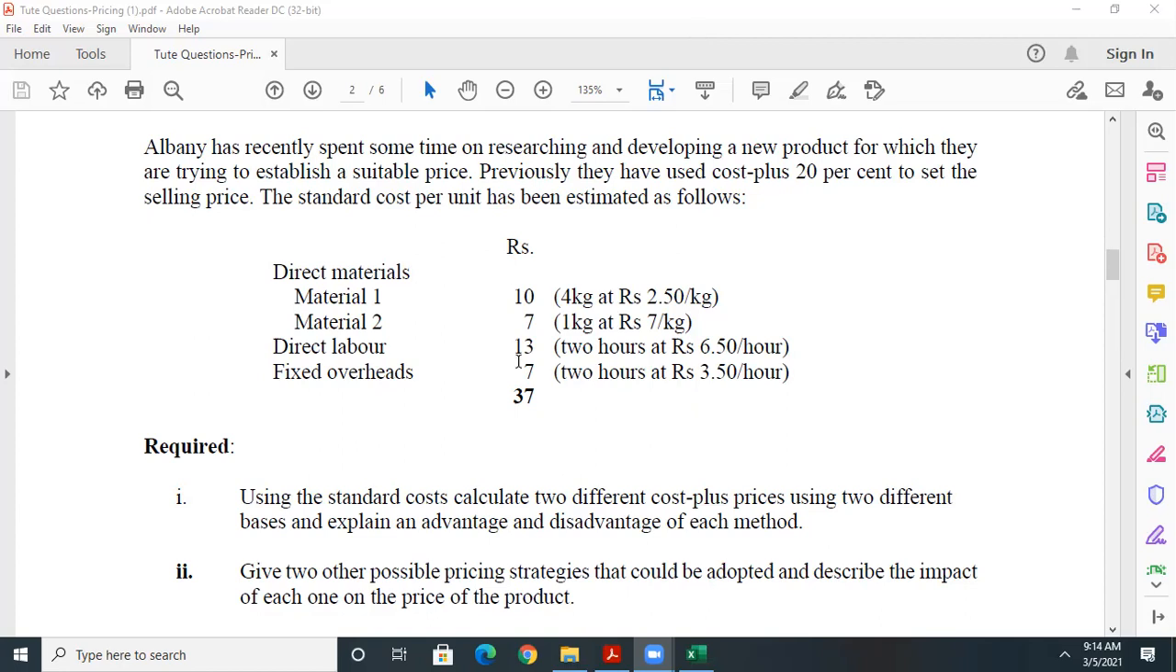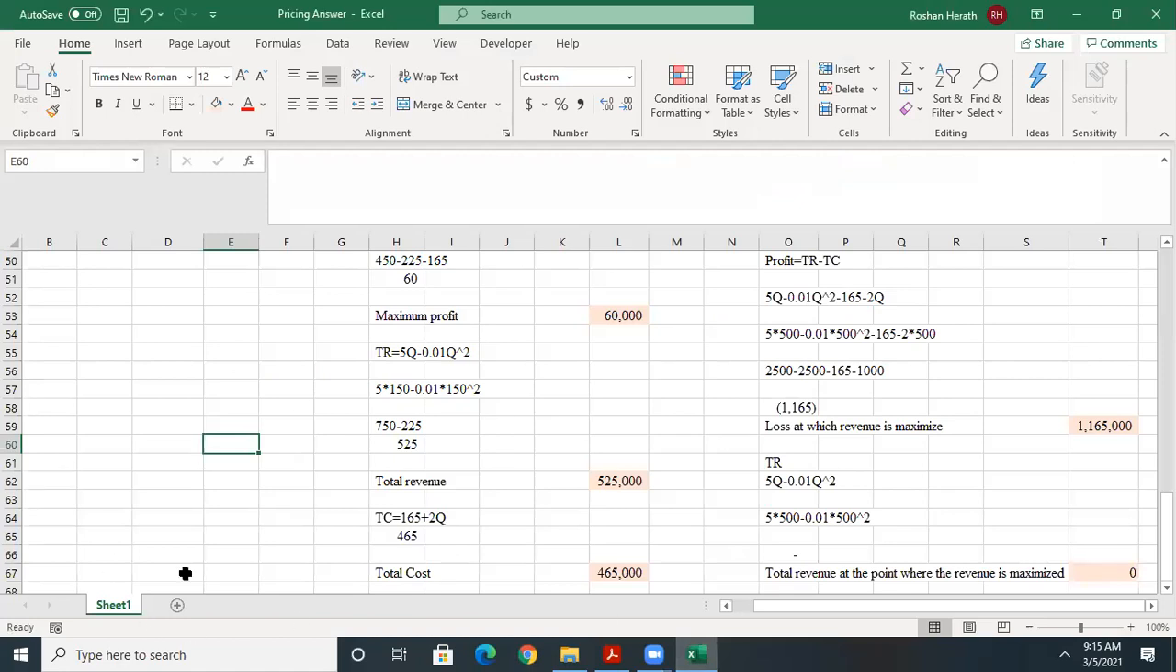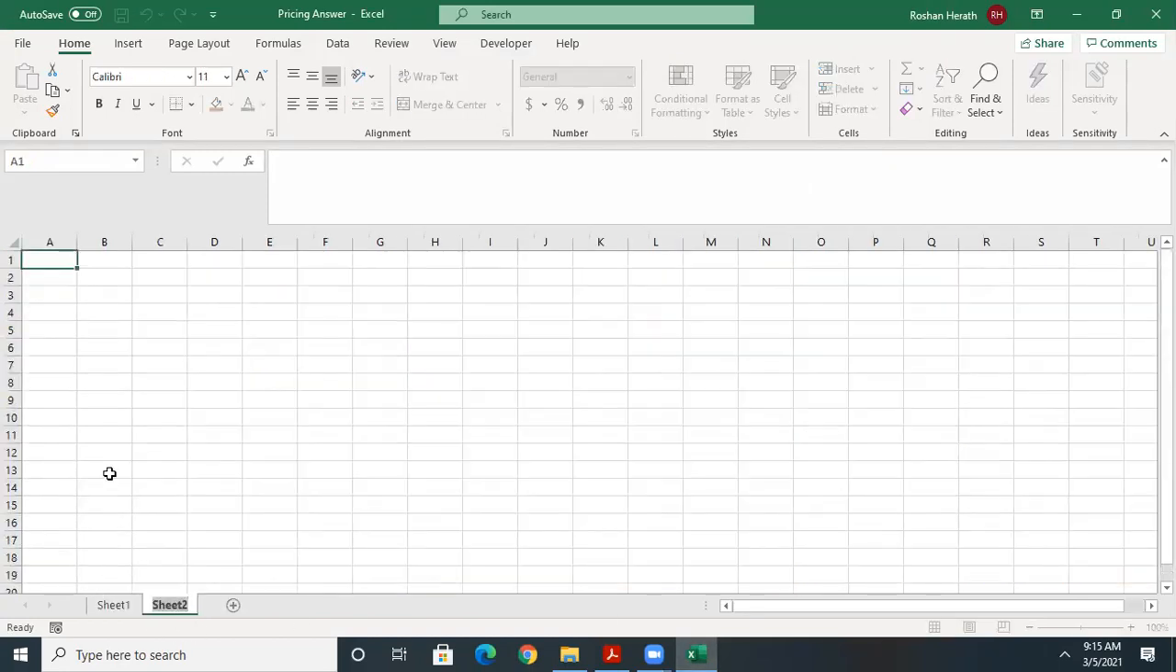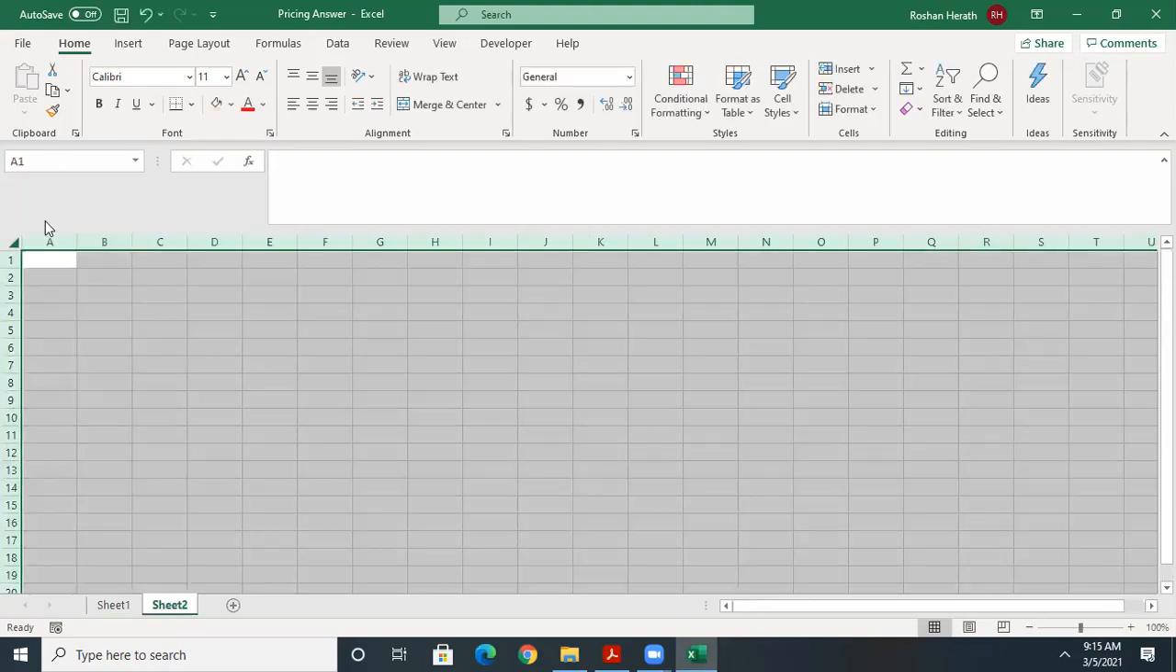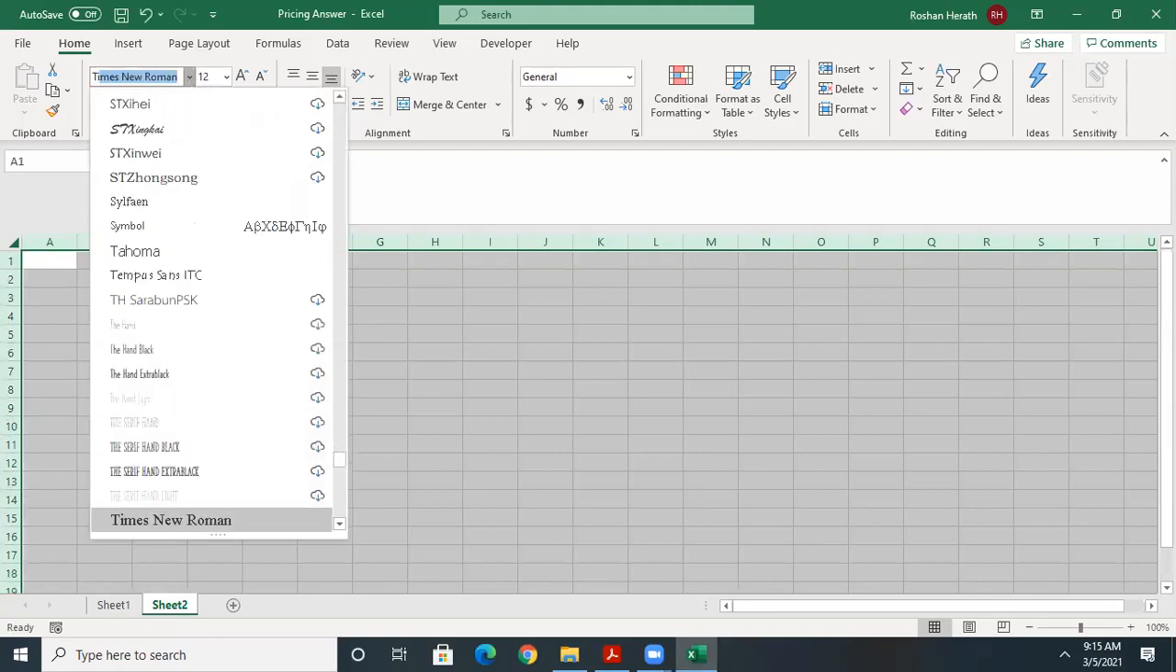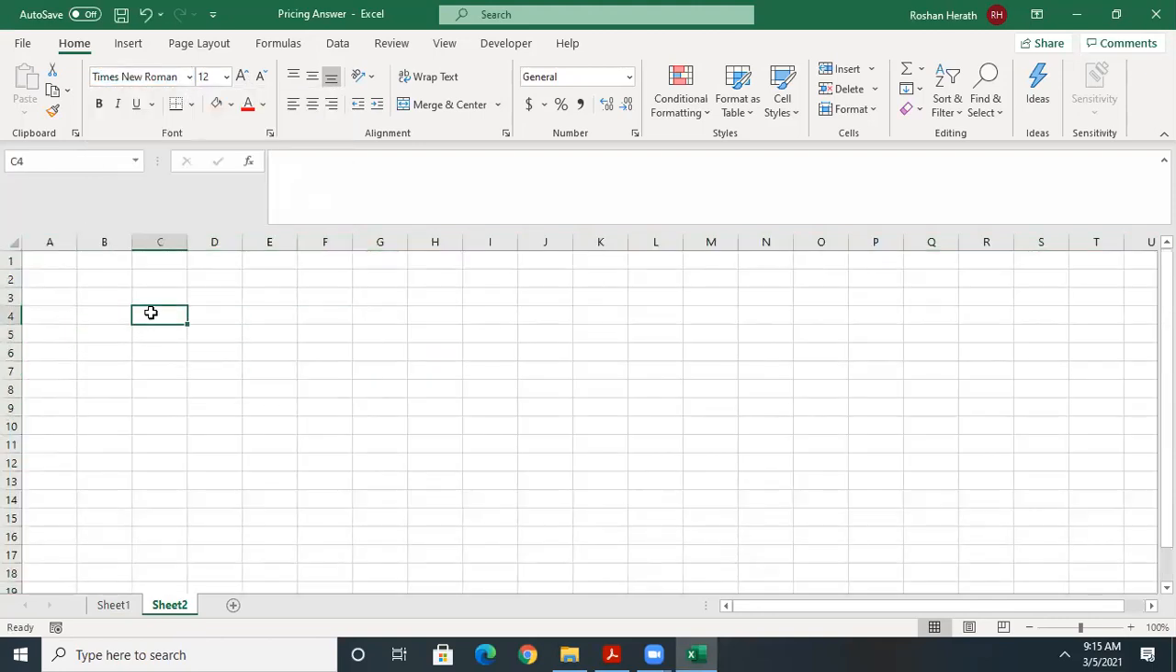Right, hope that you would have managed to read the question. So let's look at that. The first part asks us, using the standard cost, calculate the two different cost plus prices using two different bases and explain an advantage and disadvantage of each method. So usually when it comes to cost plus pricing, you can either go by the full cost, no? So therefore we can take it as one base. So if you take the full cost and apply a profit percentage, let's see.